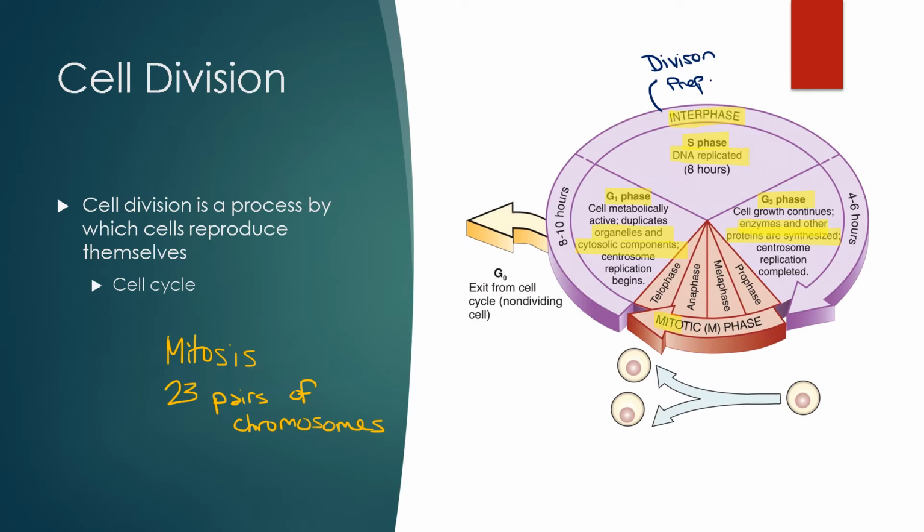Mitosis down here, or the mitotic phase, this is when the cell is actually dividing. So this is going to be the dividing phase, and it is broken up into, we call it PMAT, P-M-A-T. This is also known as prophase, metaphase, anaphase, and telophase.